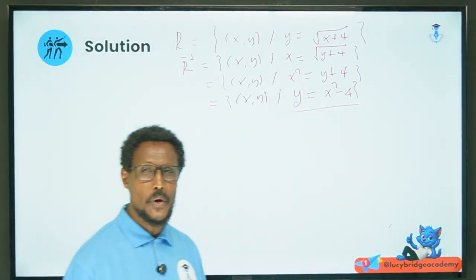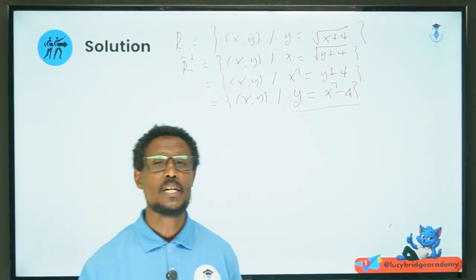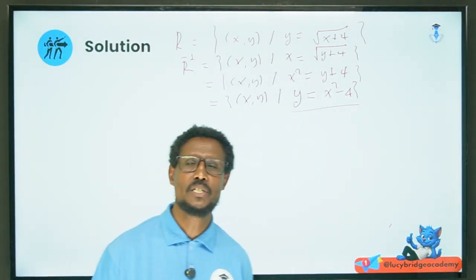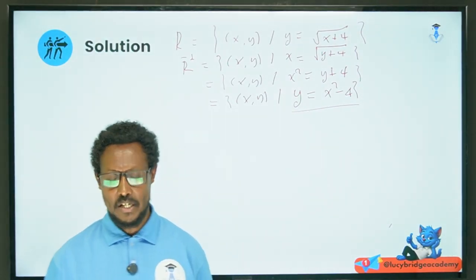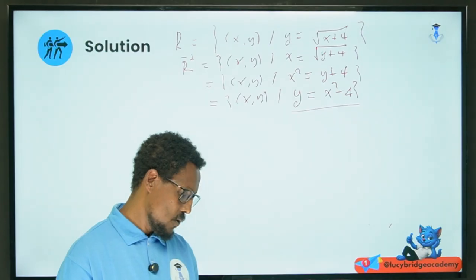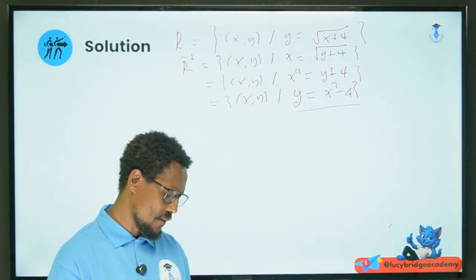The inverse of a square root function is a quadratic function. Usually, the inverse of a square root function is a quadratic function. Our relation is a square root function, and its inverse is a quadratic function. Now, let me find the domain and range of R inverse, okay?